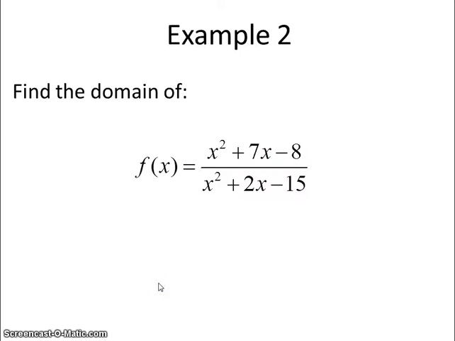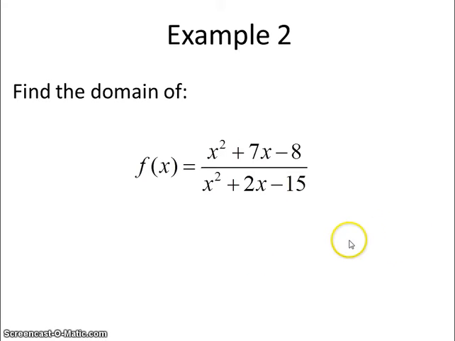So here's my second example. It looks like f of x is equal to x squared plus 7x minus 8 over x squared plus 2x minus 15. So this is our other problem for our domain: if we have a function that contains a fraction, it's called a rational function, we cannot have a 0 in the denominator. Any fraction with a 0 denominator is considered undefined.